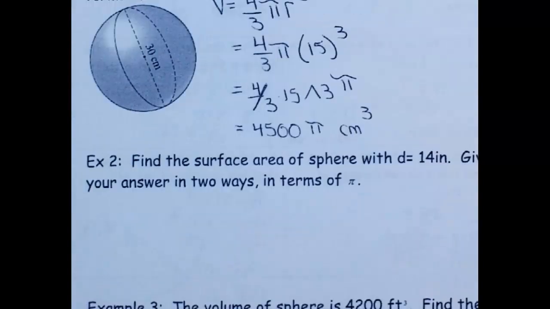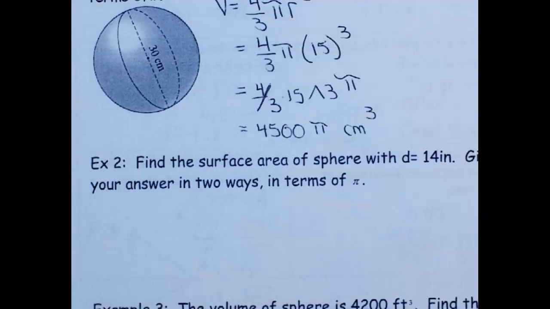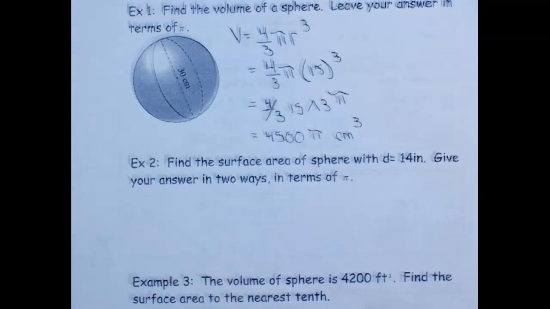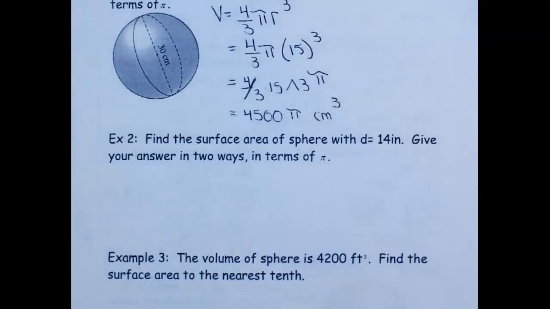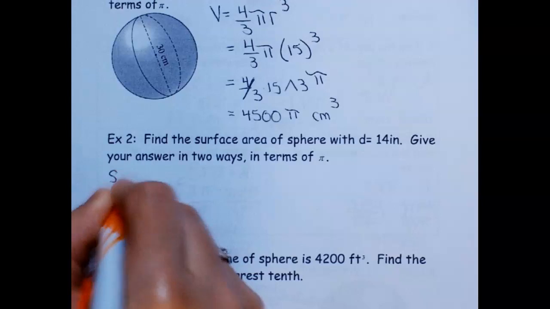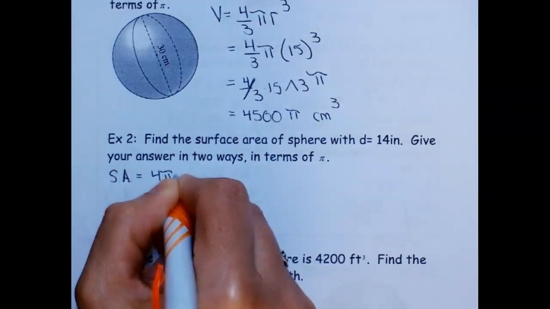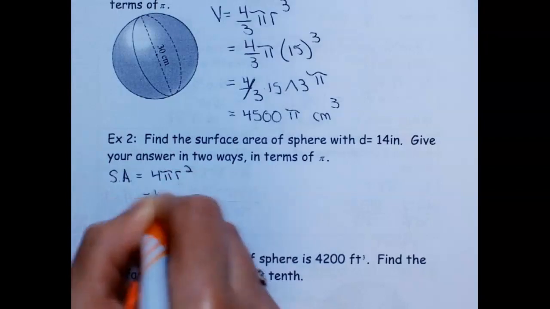All right, the next one, they want us to find the surface area, and it looks like I left off part of the directions. They want us to leave it in terms of pi, but also give it a second way, to the nearest decimal. So let's write down our formula. Surface area is equal to 4 pi r squared.